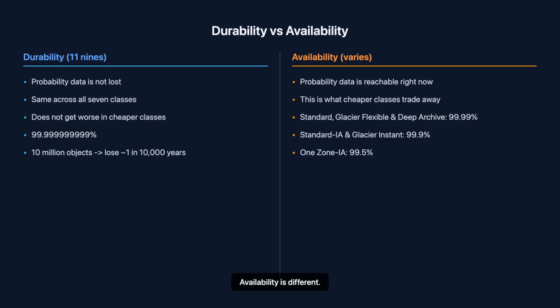Availability is different. Availability is the probability your data is reachable right this moment, and this is what cheaper classes trade away. Standard, Glacier Flexible Retrieval, and Deep Archive are all designed for 99.99% availability. Standard IA and Glacier Instant Retrieval both offer 99.9%, and OneZone IA drops to 99.5%. So cheaper classes don't lose your data more often. They just may not be reachable as often.